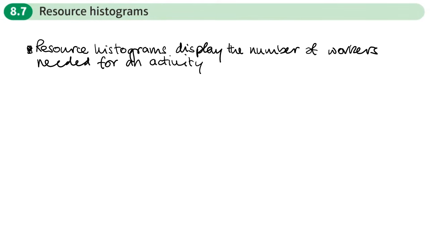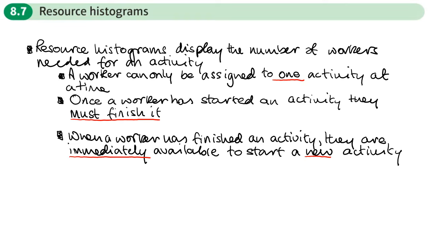So this is what a resource histogram does, but there are one or two rules to do with the workers. These points are this: a worker can only be assigned to one activity at a time, so they're not allowed to multitask. They must only be assigned to one activity. Once a worker has started an activity, then they must finish it. They've got to see it through to the end. They can't be taken off that activity and assigned to a different one. And when a worker has finished an activity, they immediately become available to start a different activity.